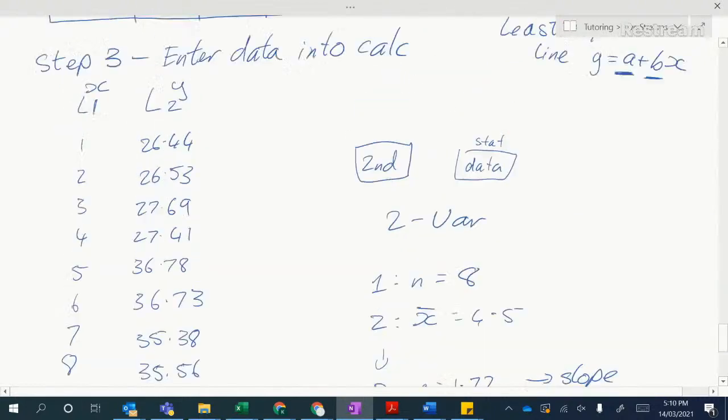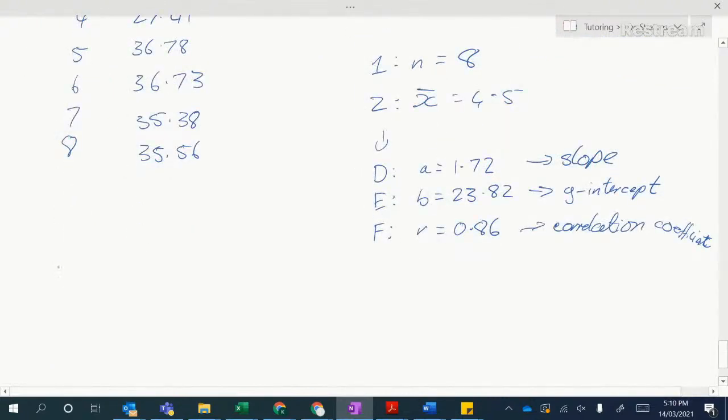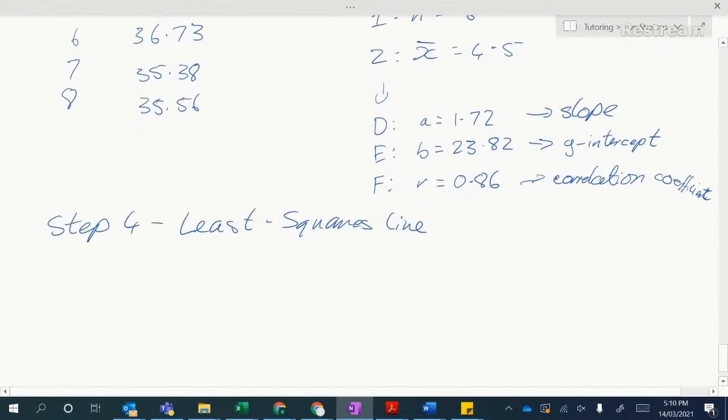Okay, so that takes us to our next step, step 4. Write your least squares line. Which in this case would be the deseasonalized sales equal 23.82, because that's our y-intercept, plus 1.72 times the quarter. That's our least squares line.